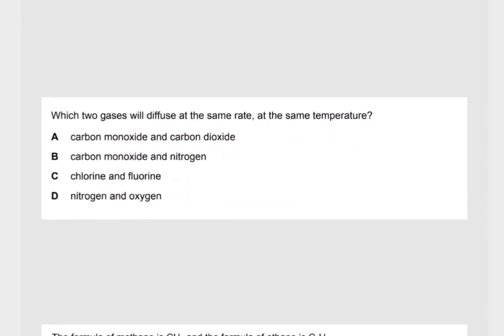Which two gases will diffuse at the same rate at the same temperature? So the only thing that we are looking at is those two gases should have the same molecular mass. Carbon monoxide has a molecular mass of 28 and carbon dioxide has a molecular mass of 44, so definitely not an option. Carbon monoxide is again 28. Nitrogen, nitrogen being a diatomic gas, right? Whenever you are given such a question, you will always have to go for their atomicity, whether they are diatomic or monoatomic.